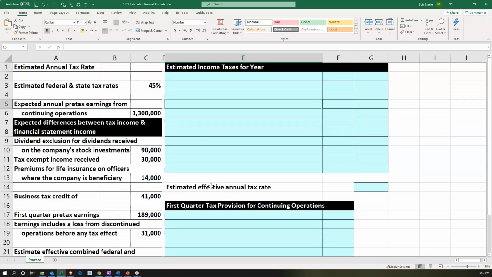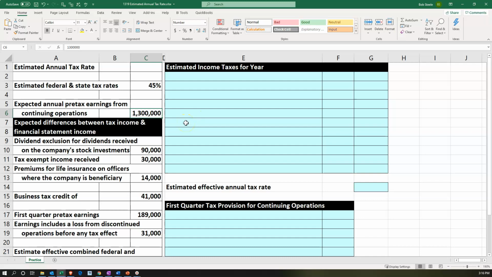Let's take a look at our information on the left-hand side first. We have the estimated federal and state taxes. We're going to estimate those, given to us in the problem, $45,000. Expected annual pre-tax earnings from continuing operations. So we think the pre-tax earnings, before obviously applying the tax, for the annual earnings is going to be $1,300,000.